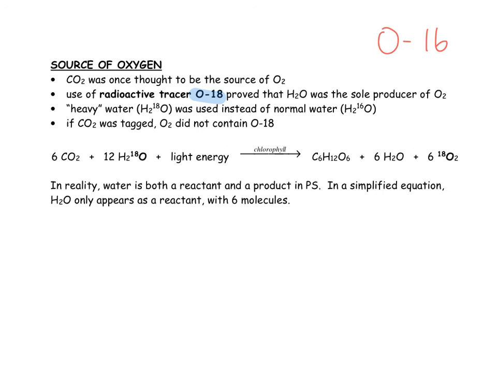By the way, I should mention that H2 18O in this case is referred to as heavy water, although there are different ways that we can make water to be considered heavy, such as by changing the hydrogen in water. But in this case, heavy water refers to the oxygen being the heavier isotope possible for water.